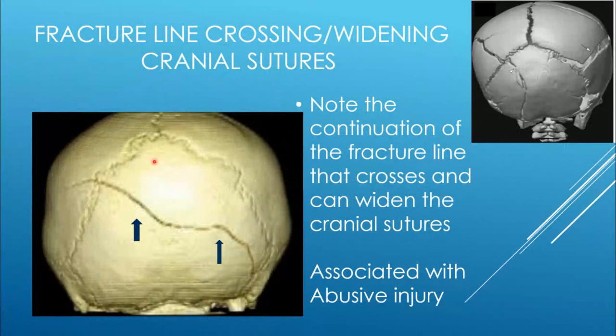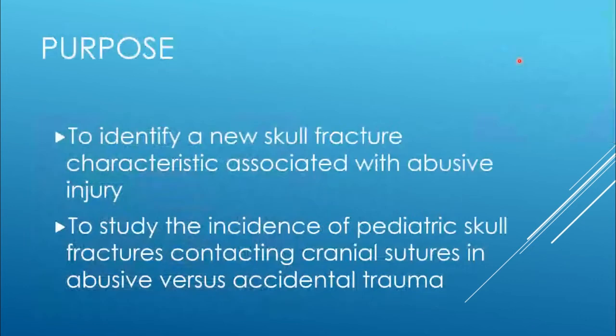In these images on the left, we can see this fracture line crossing the lambdoid suture. And then up here on the right, we can also see a fracture crossing the lambdoid suture and the subsequent widening of the lambdoid, as well as the widening of the temporal suture. Hobbs and Meservey papers document that fracture lines crossing and widening these sutures was associated with abusive injury.